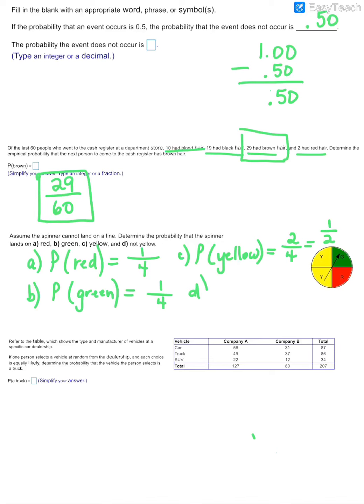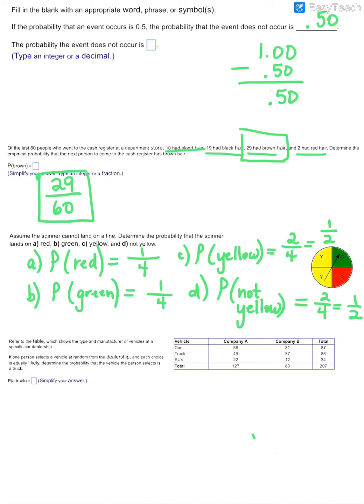And then finally, when they ask me for the probability that it is not yellow, you can either subtract the probability that it is yellow from 1, or you could say this would mean the probability that it's green or red. So once again, 2 out of the 4 sections, which would reduce to a half.